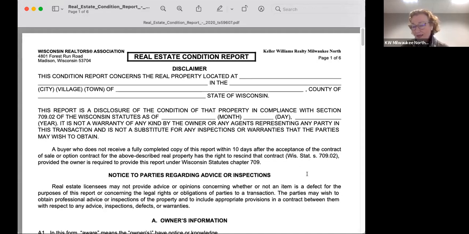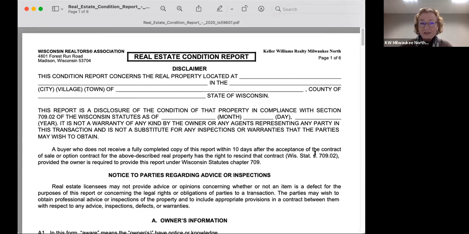A lot of times, when you get one of these forms in your listing packet to show to your sellers, your comment to the seller is, this is an important condition report that you must fill out. There are cases where you can be exempt from filling it out, and we'll discuss that at the end of this presentation. But right now we're going to talk about how you present this to the seller.